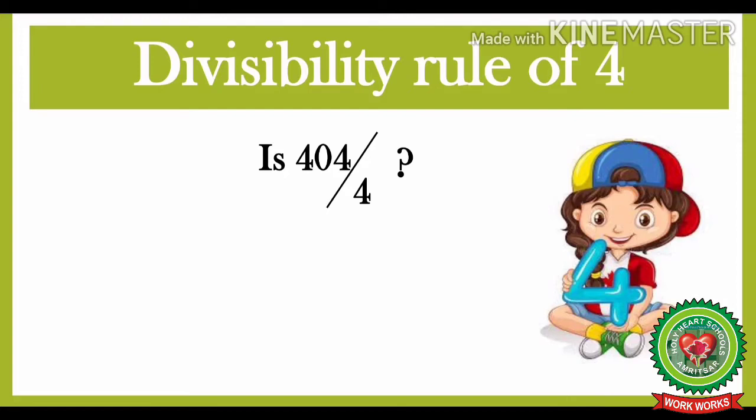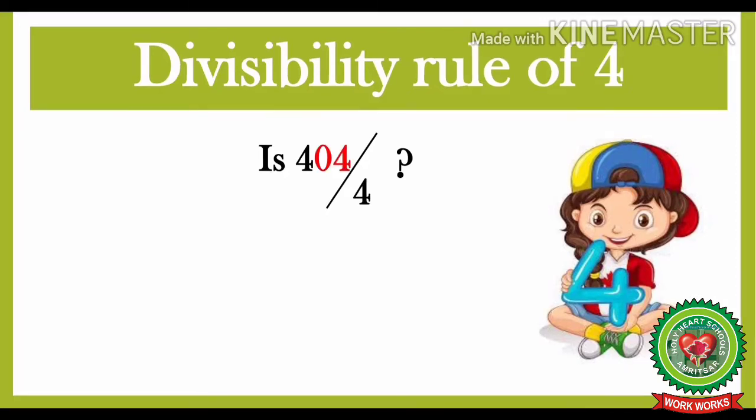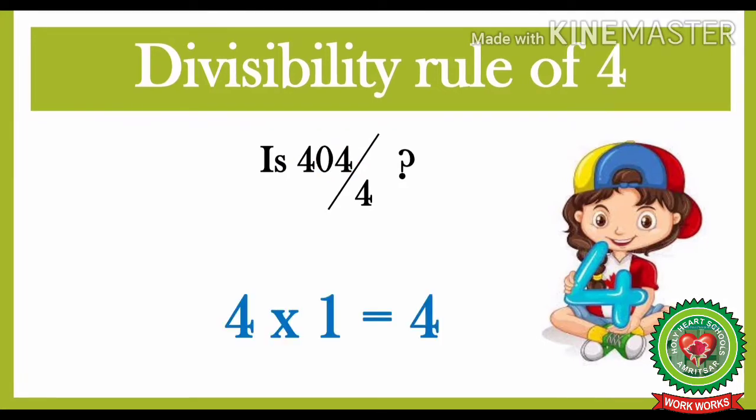Now, we have to look for the last two digits in this number. So, which are the last two digits? 0, 4. 0, 4 means 4 itself. So, we have to see, does 4 come in the table of 4? Yes, 4 ones are 4.